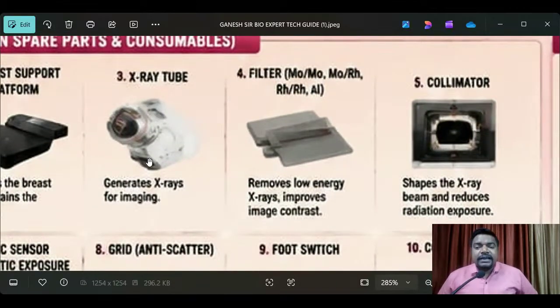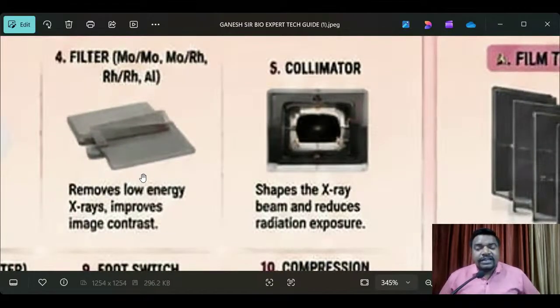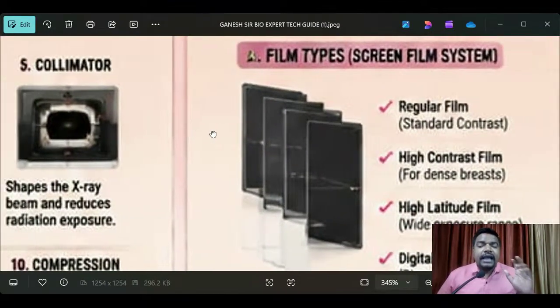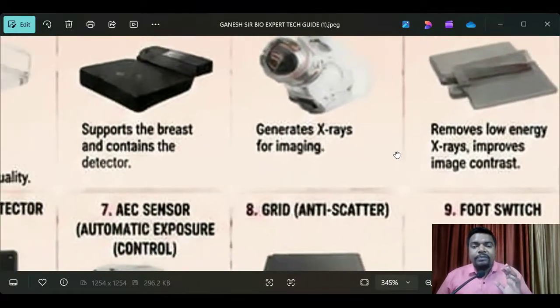Now come here. X-ray tube, third point, see here, how it looks like. It generates X-rays for imaging. Next, filter, Mo and Rh filter, how it looks like. These are the things mostly available in the work area. Whenever you go to the mammography department, these spare parts are available. So try to communicate with the technician and get to know all these things, and everybody will support you in a professional way. And see the collimator, how it looks like. It limits the X-ray beam and reduces radiation exposure. Different companies have different models, so we cannot compare them, try to get my point.